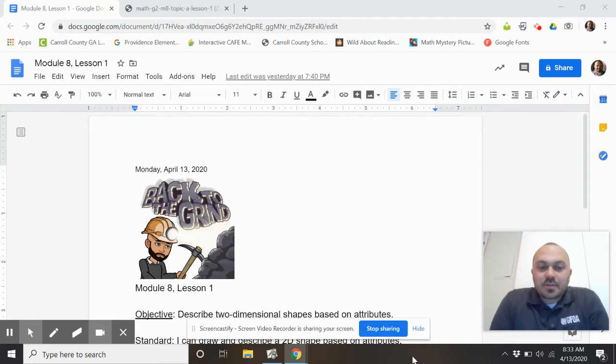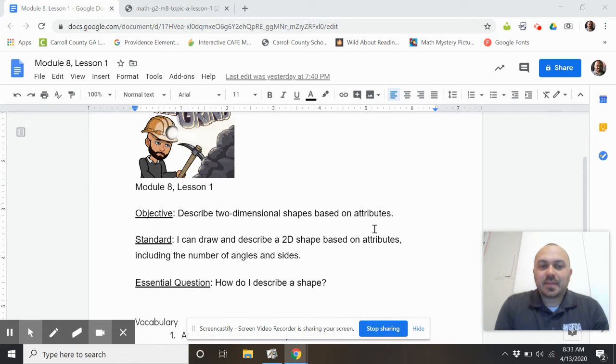So, we are going to go over today Module 8, Lesson 1 in math. So, what is Module 8, Lesson 1? The objective today is to describe two-dimensional shapes based on attributes. So, a 2D shape is flat on a piece of paper. So, we have to describe two-dimensional shapes based on their attributes.